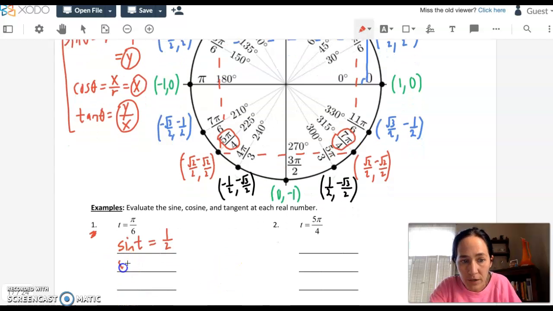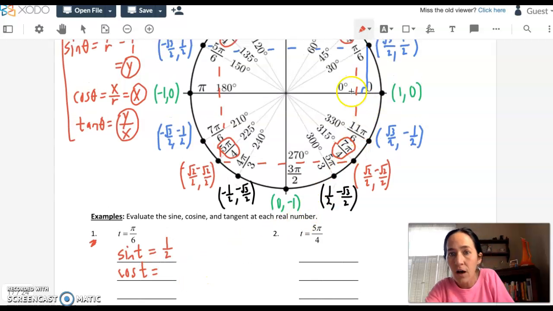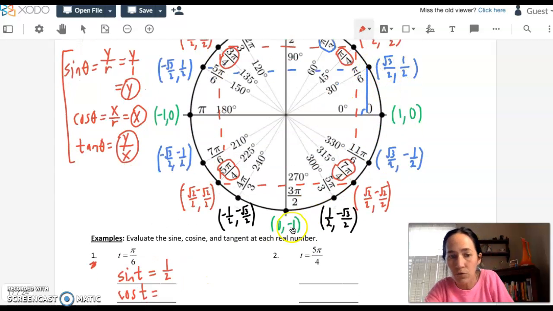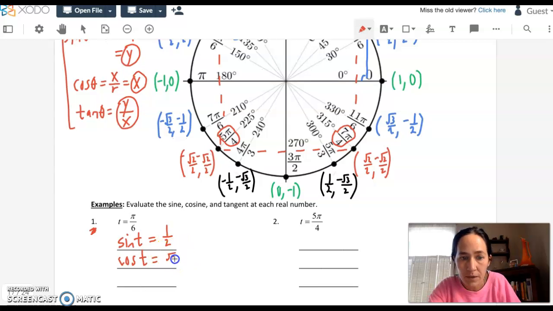The cosine, because we're on the unit circle, cosine of t. I'll go to that angle, find the x-coordinate, square root of 3 over 2. Tangent, like we said, is still going to be the y value over the x value. So tangent of t, I can divide this by that, the sine by the cosine, to get 1 over the square root of 3 or square root of 3 over 3.